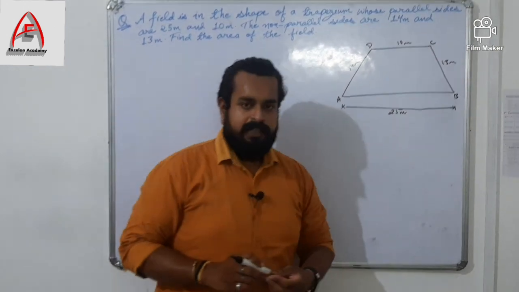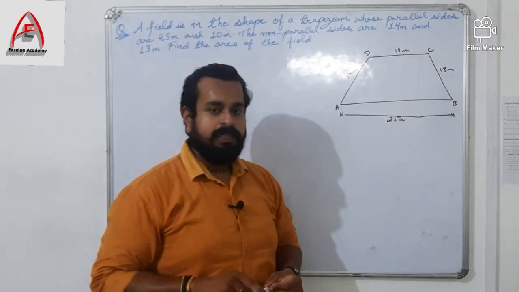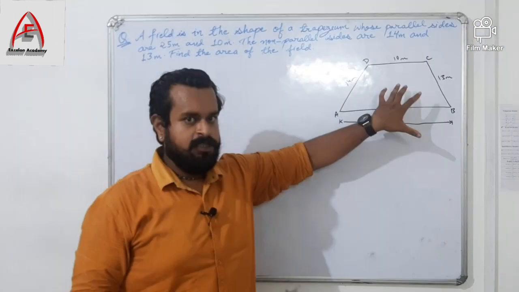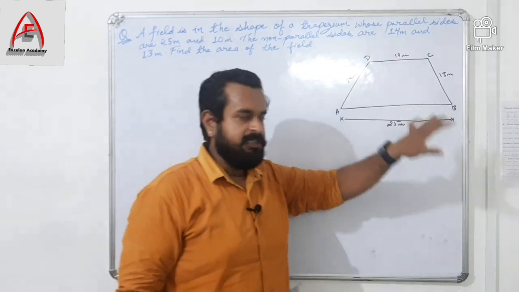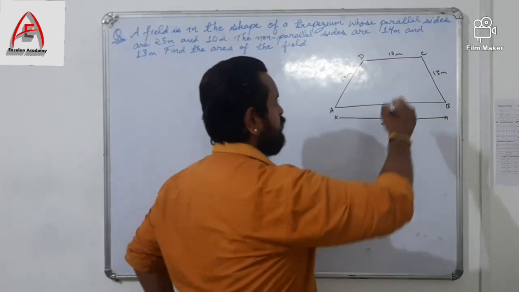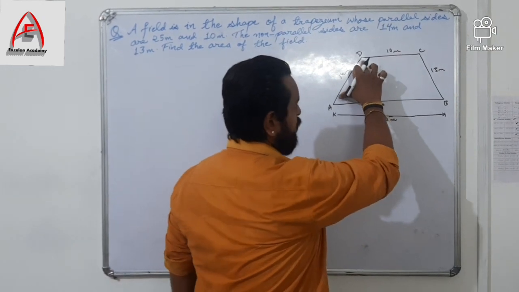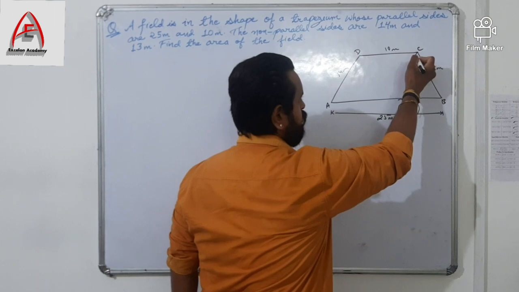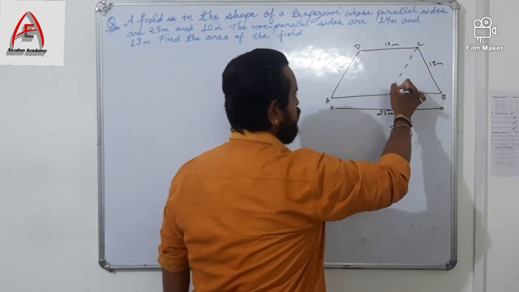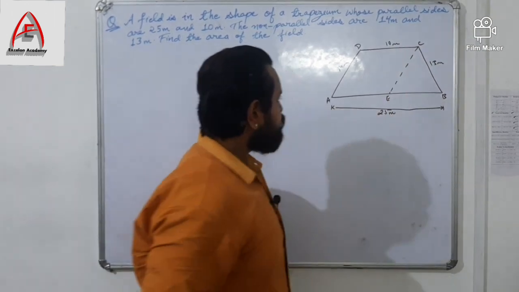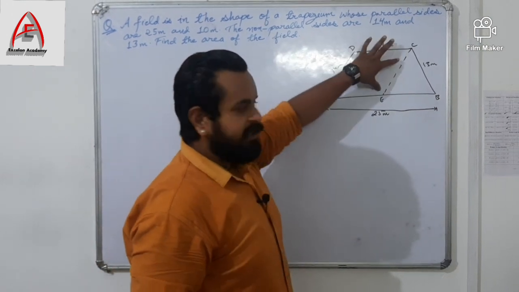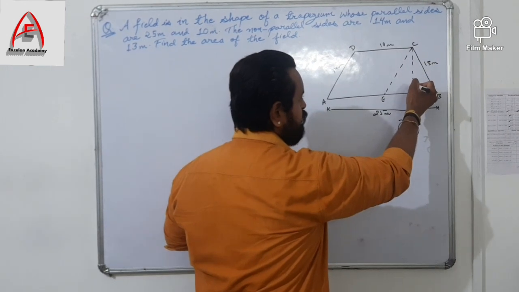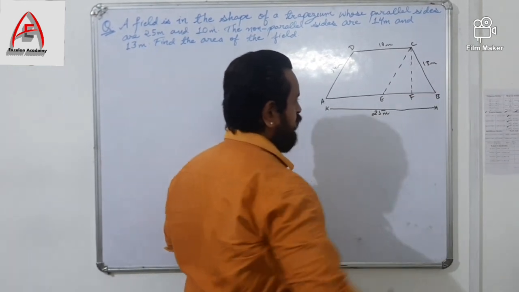Now for finding the area of the trapezium we need the height of the trapezium, but in this question height is not given, so our first aim is to find the height. For calculating the height we will construct a parallel side to the side AD. This is the parallel side which we have constructed, which is parallel to AD. And this will be the height of the trapezium. Let it be point F.